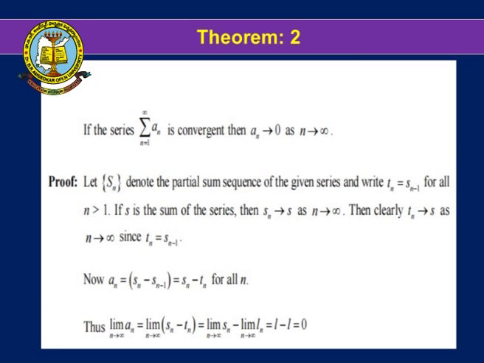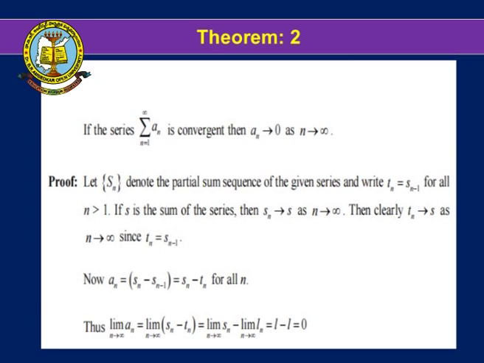Now, in this proof, I will take one of the sequence terms as {Sn}. It denotes the partial sum of the sequence of the given series. Let Tn equal Sn minus 1. That is one of the partial subsequences. Now, for all n greater than 1, if the sum of the series is S, then Sn tends to S as n tends to infinity. Then clearly Tn tends to S as n tends to infinity, since Tn equals Sn minus 1.